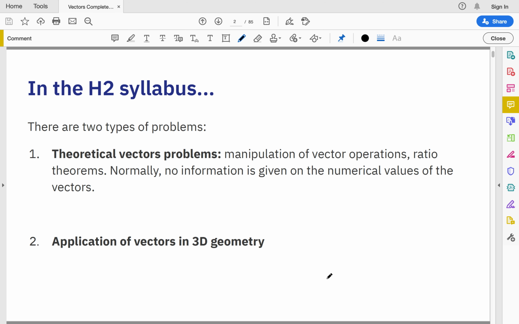Alright, so let's get started. In the H2 syllabus, there are actually two kinds of problems. The first kind of problem, which we call type 1, are theoretical vectors problems. A good and sound knowledge of vector theory and manipulation of vector operations is needed, and usually you don't have any information on the numerical values of the vectors. The second kind of problem, which we call type 2, is more of the application of vectors in 3D geometry. To do this, we need problem-solving strategies, which we will be covering in the second video. But for today, we'll be focusing on the theory behind vectors and what vectors even are in the first place.